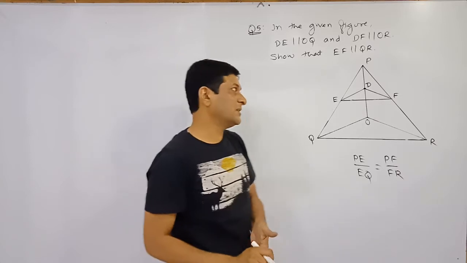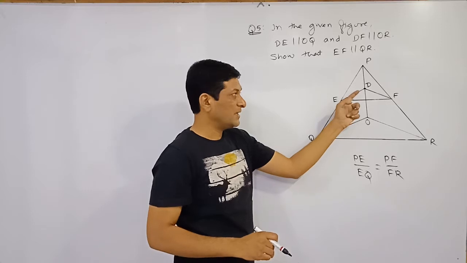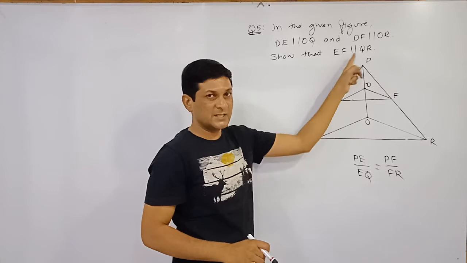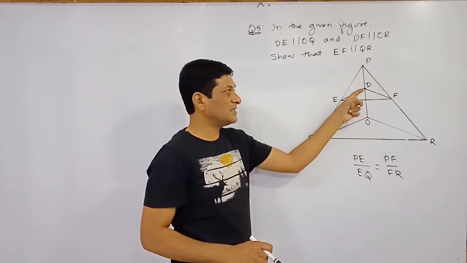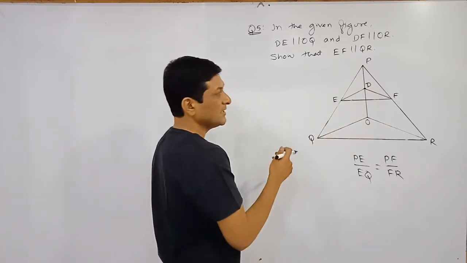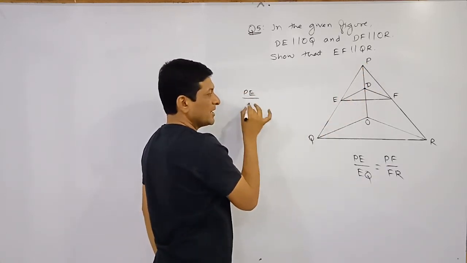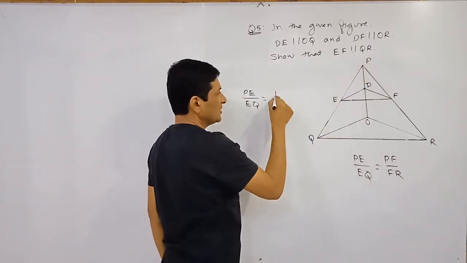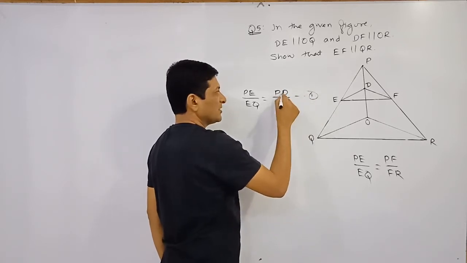So to prove this result, first consider the first condition, that DE is parallel to OQ. For that purpose, consider triangle POQ. In this case, DE is parallel to OQ, which means a line is parallel to one side of a triangle, so it divides the other two sides in equal ratio. So what result will we get here? PE upon EQ will be equal to PD upon DO. Let us denote this as equation number 1.